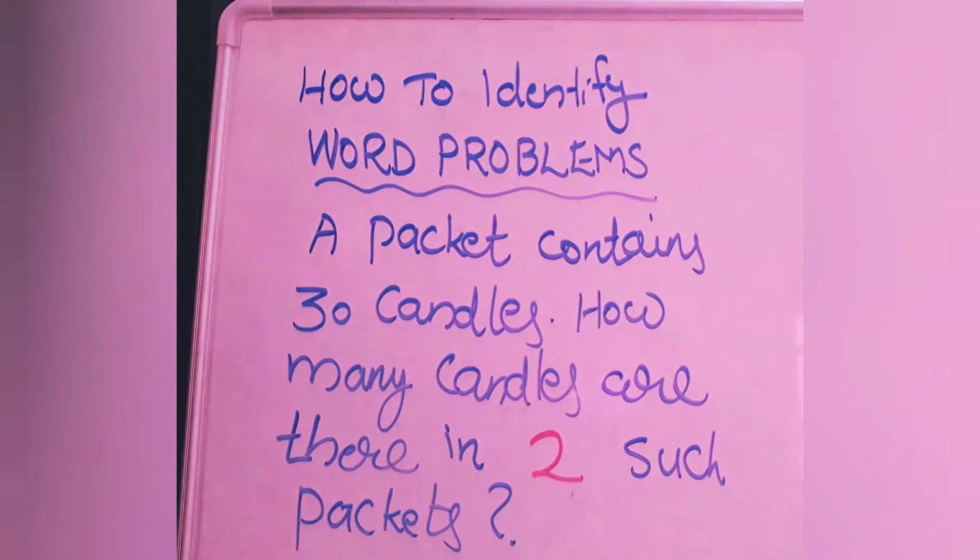There are some tricky questions too. You have to think of a picture, like a packet is there and 30 candles are there. Then like that 2 packets are there, 30 plus 30 or 30 into 2. What do we have to do? Multiplication is repeated addition. So I said 30 plus 30 because there are 2 packets. To make our sums easy, 30 into 2, the answer is 60 candles.